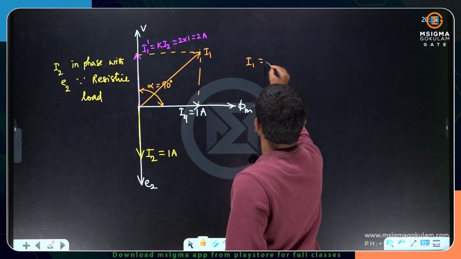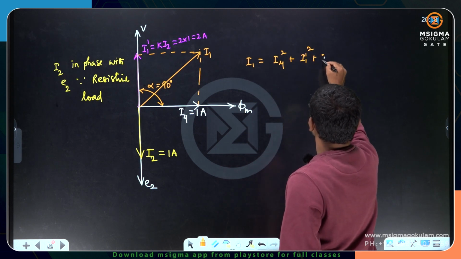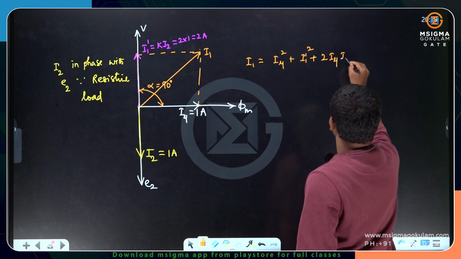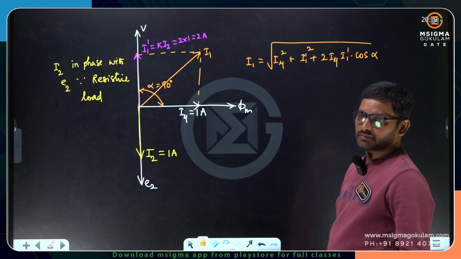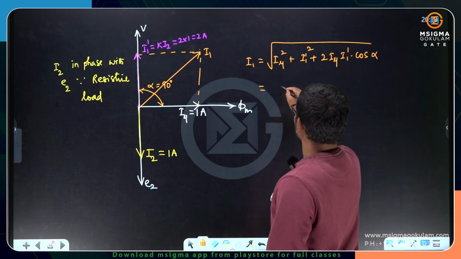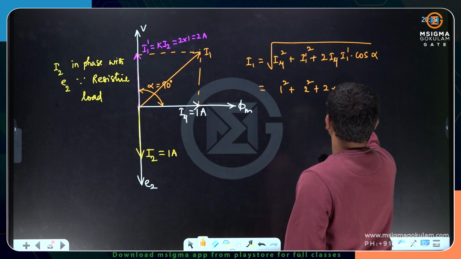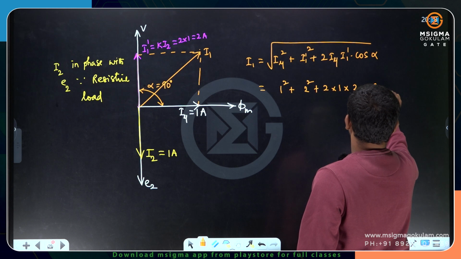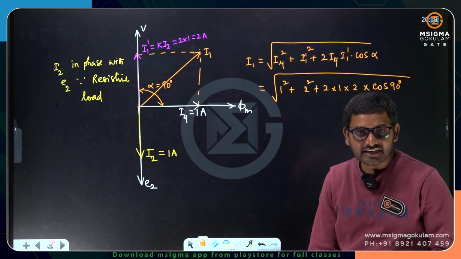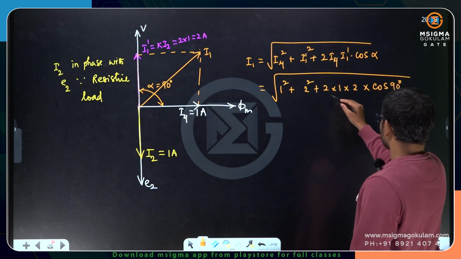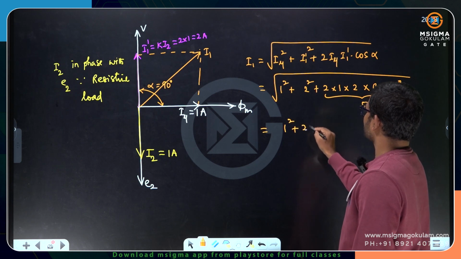So I1 is equal to the root of I mu square plus I1 dash square plus 2 I mu I1 dash into cos of alpha, like the parallelogram law. What is I mu? We got 1 square. What is I1 dash? 2 square. So 2 times 1 into 2 into cos alpha. If alpha is 90, what is the cos value? 0. So this entire term becomes 0 and you will be having only 1 square plus 2 square.